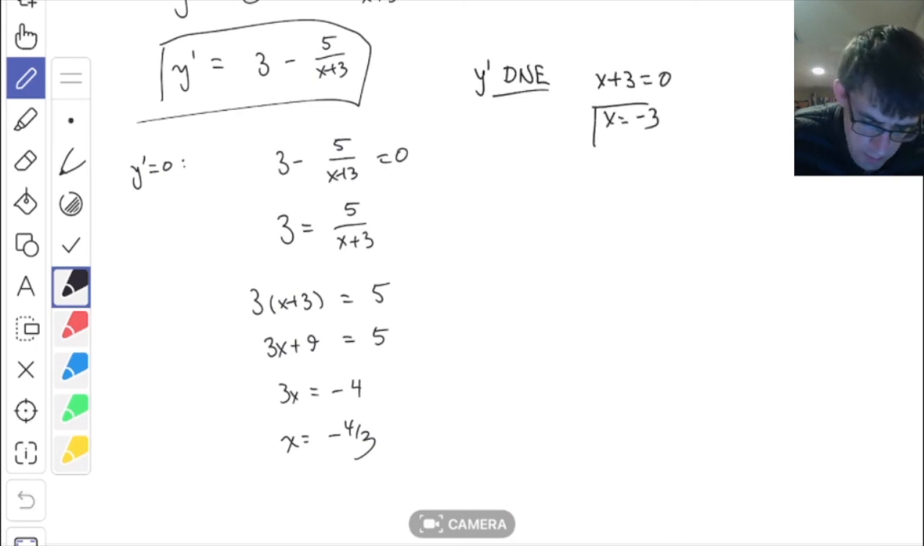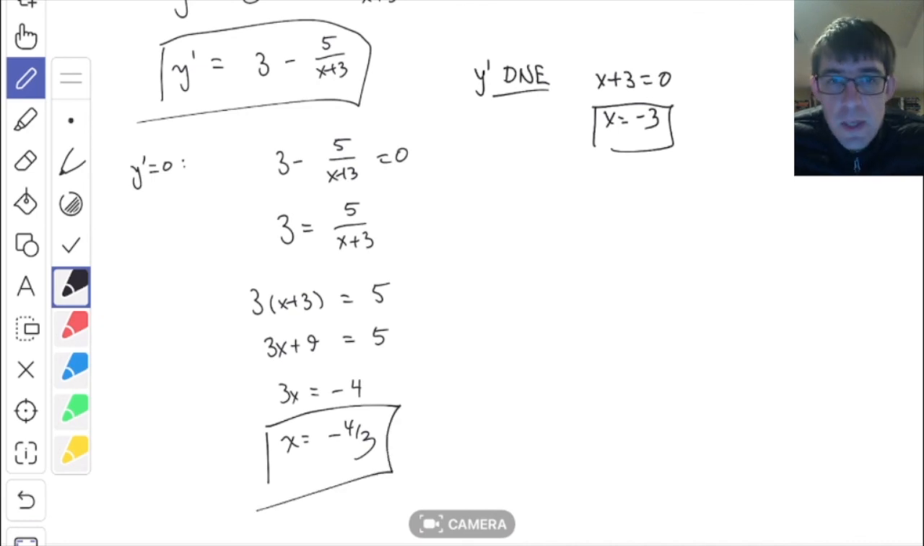Negative 3. So these are two critical numbers, negative 4/3 and negative 3. All right. And so on my chart, I'm going to make my chart here.